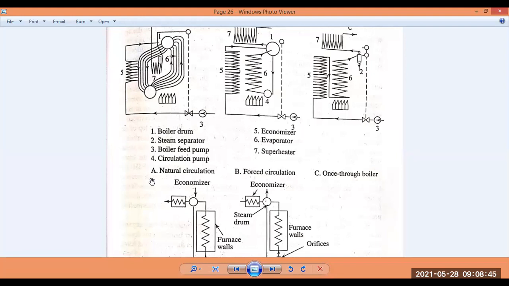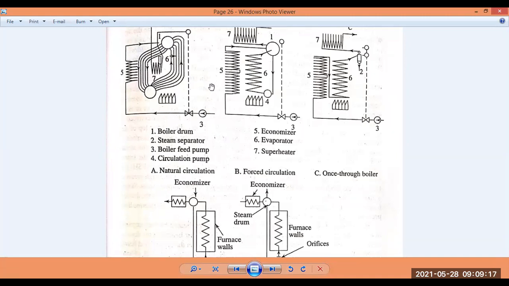Type A of a boiler with natural circulation is shown here. And the heat transfer to the walls is mostly radiation from the furnace fuel flame, and less by convection from the flue gases itself. Now, what is shown here: one is for the boiler drum. This round shape is the boiler drum itself.